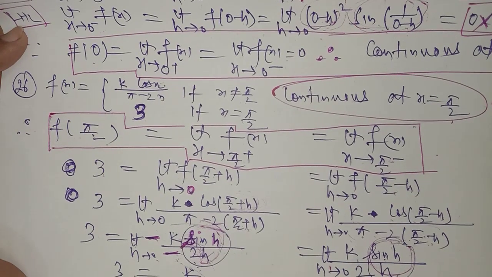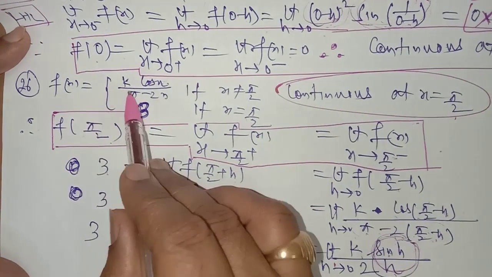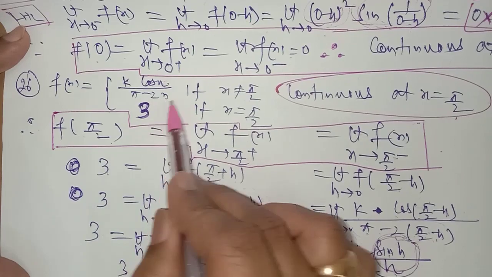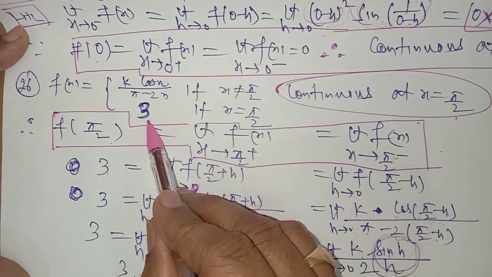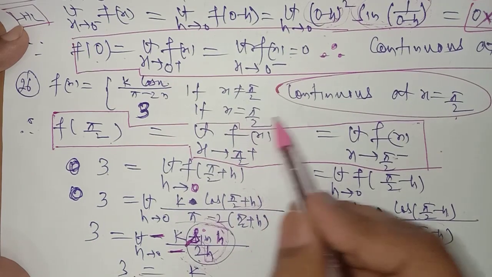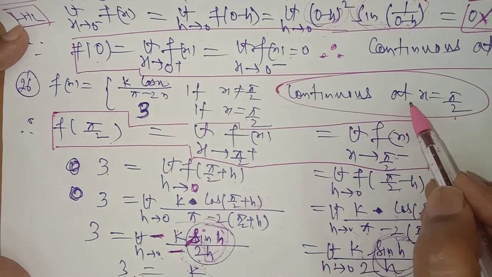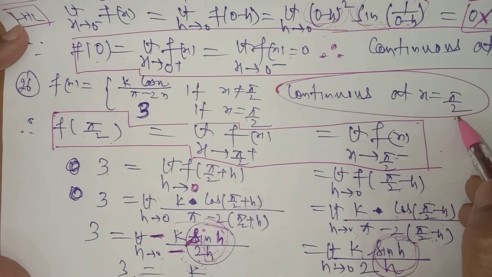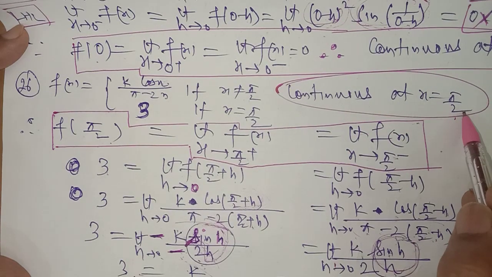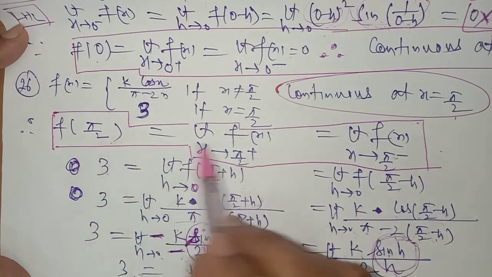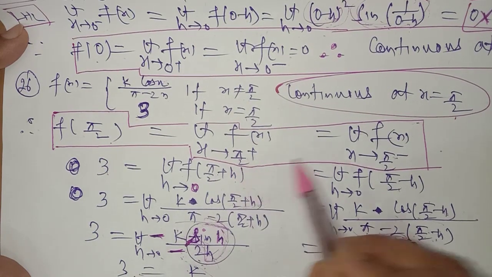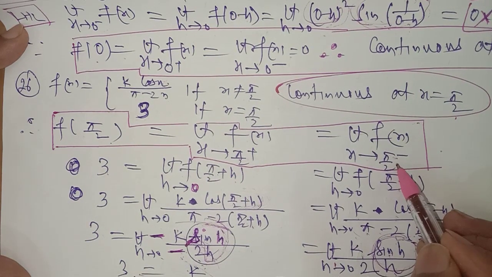Again it is given that f(x) is equal to k cos x upon pi minus 2x if x is not equal to pi by 2, and this function is equal to 3 if x is equal to pi by 2, and it is given that the function is continuous at x is equal to pi by 2. So as usual, when the function is continuous at pi by 2, we can write that the value of the function at pi by 2 is equal to the right hand limit at pi by 2, which is equal to the left hand limit at pi by 2.